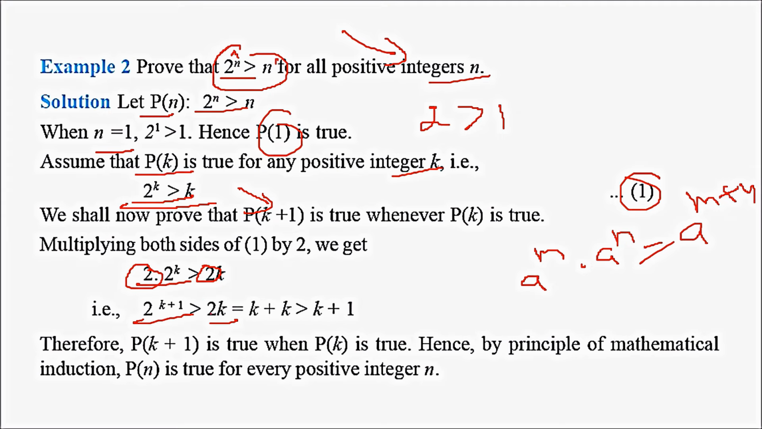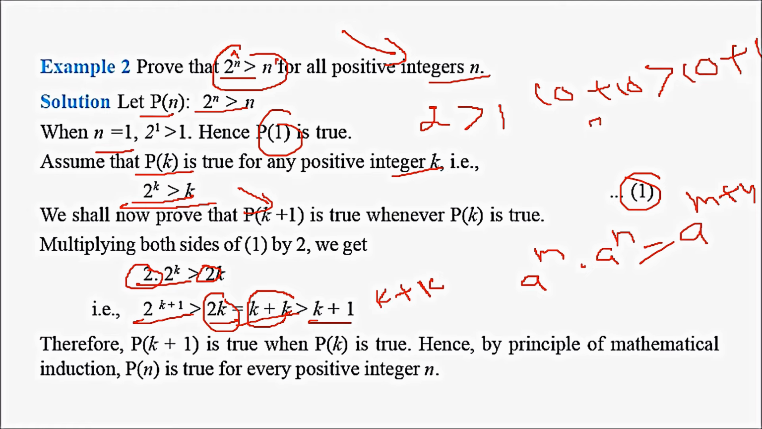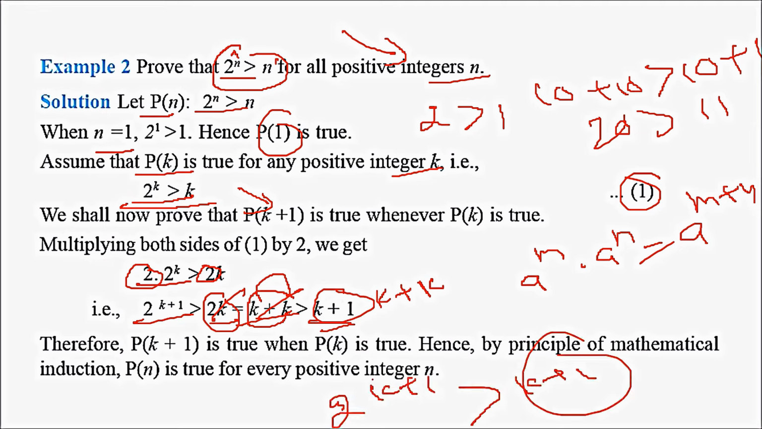So this is 2 to the power k plus 1, which is greater than 2k, because we have multiplied both sides. 2k is what? 2k is k plus k, and we know that k plus k is greater than k plus 1. What I mean to say is, take any value of k, say 10. So 10 plus 10 is 20, which will always be greater than 11. So k plus k will always be greater than k plus 1. Let us replace 2k, that is k plus k, by k plus 1. So ultimately what we got is 2 to the power k plus 1 is greater than k plus 1. And this is what we wanted. We started with k and we got k plus 1.